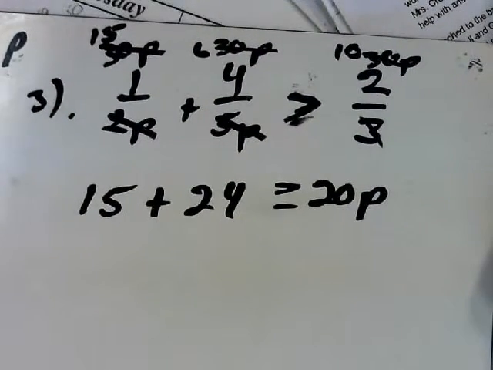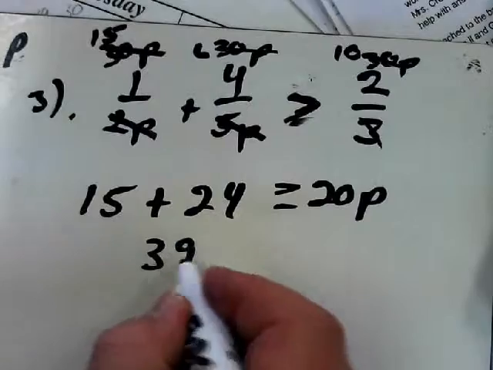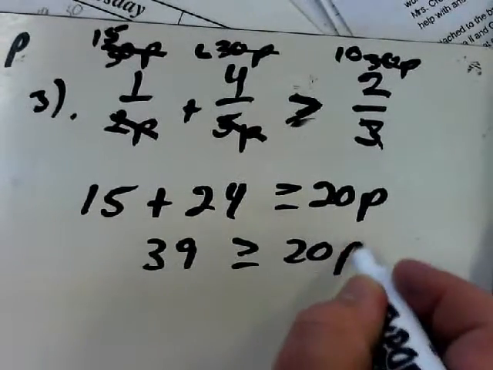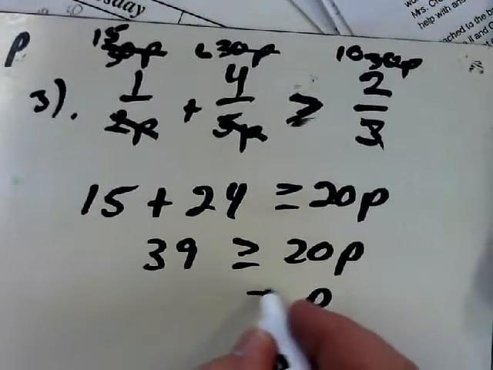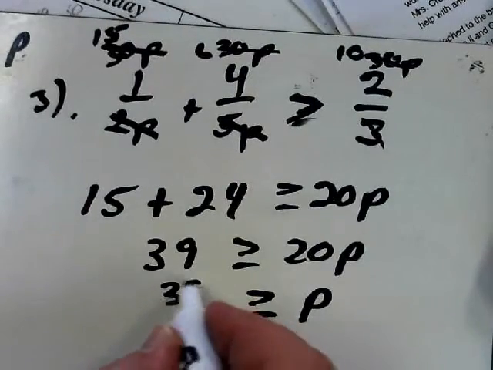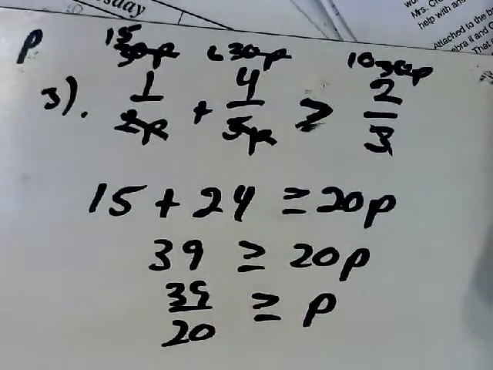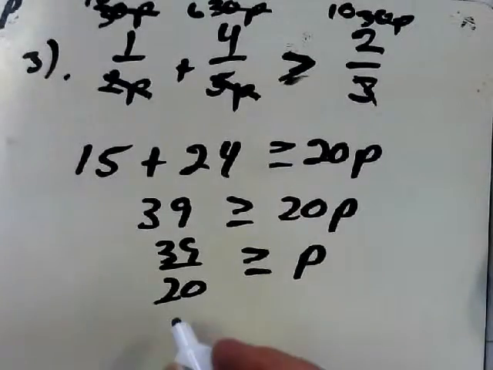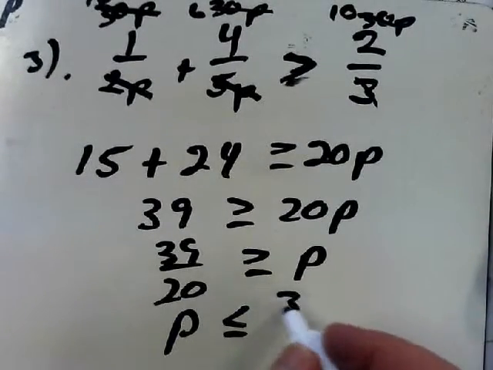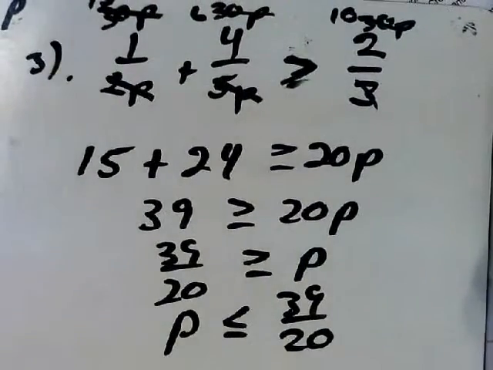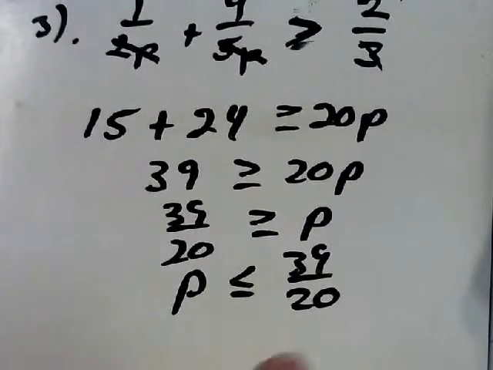So 15 plus 24 is about 39. It's greater than or equal to 20p. So p would be 39/20ths, and I don't think I can reduce. Or p is less than or equal to 39/20ths. Not equal to those, just less than. Okay.